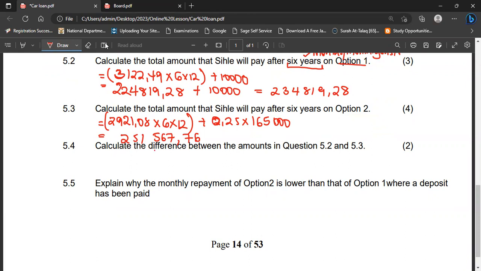All right, then we go to the difference. Calculate the difference between the answer in question 5.2, and difference simply means we are going to subtract. So the answer that you have, you subtract the big number minus the smaller number.